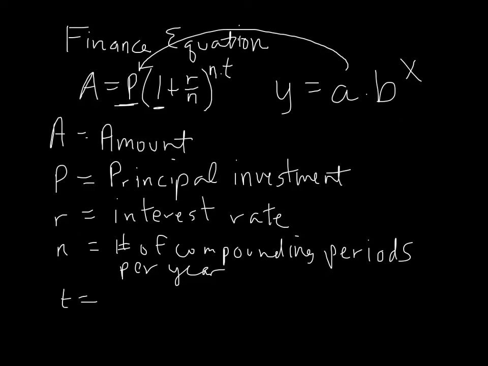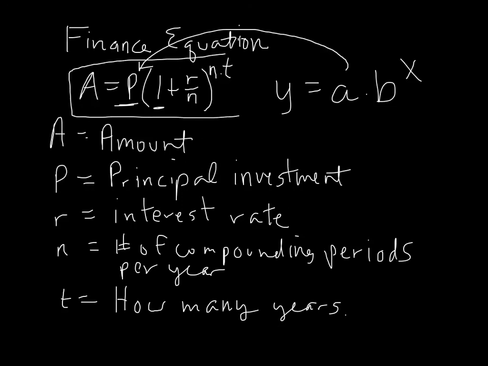T is how many years. These equations are very simple to figure out, and it may look difficult. The tough part is you're going to have to memorize this equation. Okay, so you're going to have to commit it to memory. The second thing is, when using the calculator to plug this in, be careful with parentheses. This needs to be in parentheses. Exponents need to be in parentheses. Okay, this all needs to be multiplied by P. So be very, very careful with your parentheses. On the next slide, I'll show you an example.